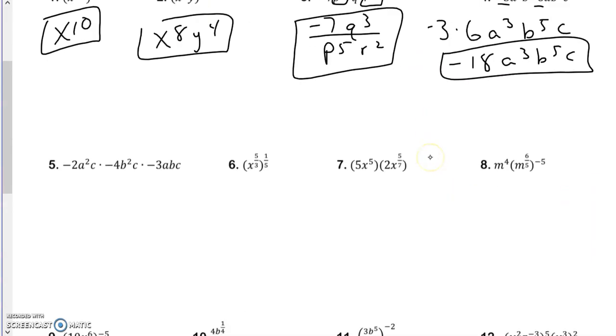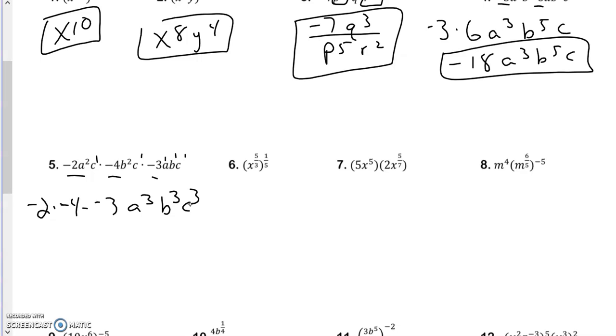Taking a look at the next one. Again, I pull out my whole numbers. So I have a negative 2 times negative 4 times negative 3. And then I add my exponents. Don't forget Mr. Wonderful. So a would be 2 plus 1 is 3. 1 plus 1 plus 1 would be for c, and b would be b to the 3rd, c to the 3rd. And we usually like them in alphabetical order, so you should be putting them in alphabetical order.